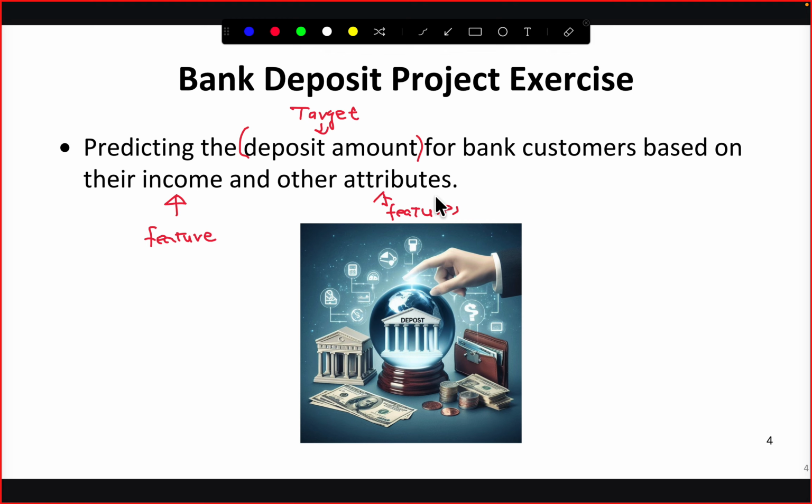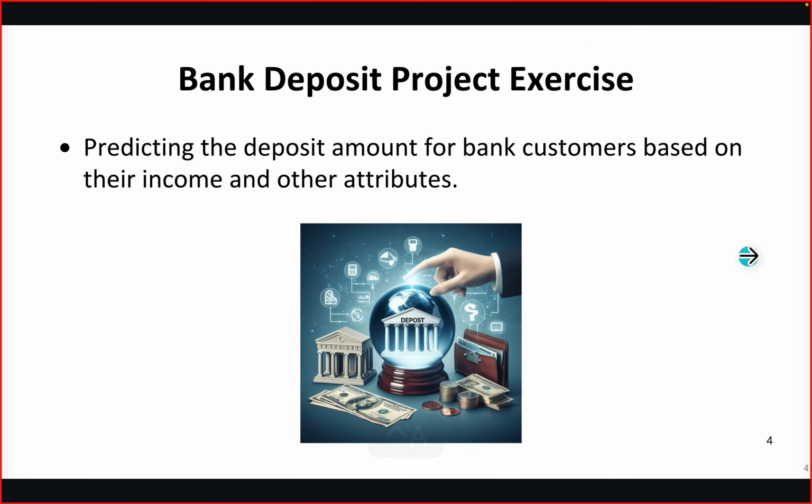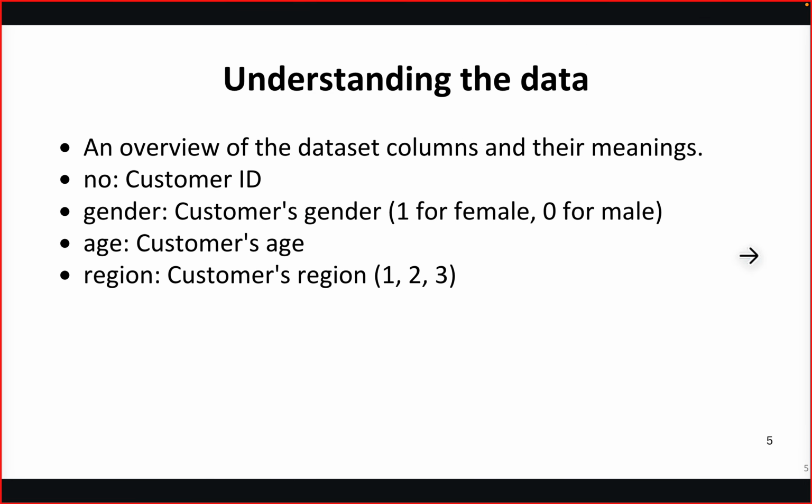So again, we would like to predict the deposit value or amount for bank customers based on their income, or you can call it features, or in statistics we call them independent variables. So we have to understand the data first. There's an overview of the data columns and their meaning. For example, we have customer ID. It's for reference.